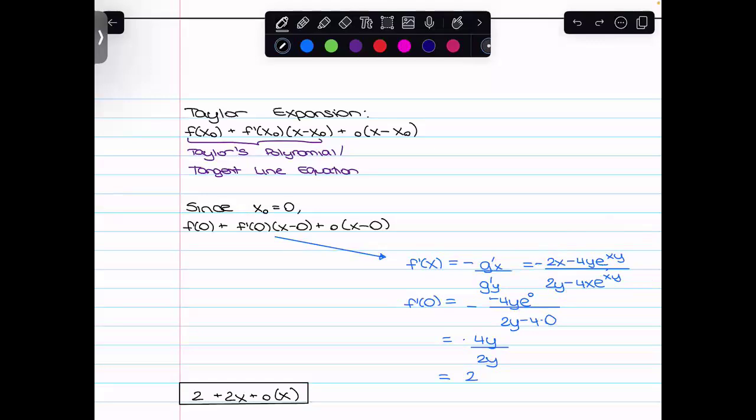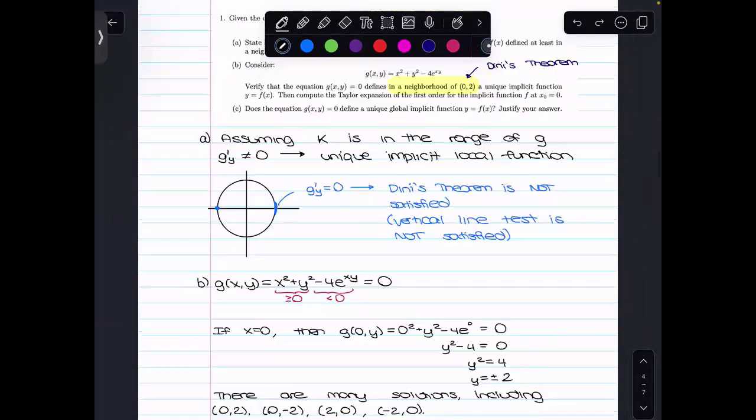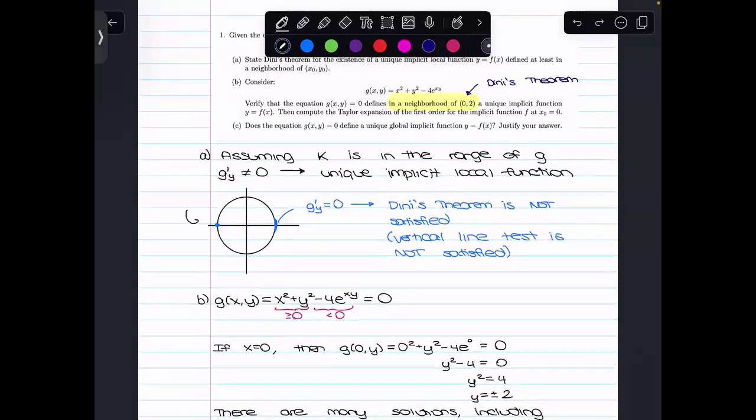So you could show that for some x values this gives you a positive number, and for other ones it gives you a negative number, which would imply that the function does not satisfy the theorem for a unique global function. Otherwise, the easier thing to do is go back to what we did before. We already said that there are multiple points that satisfy this equation. And if that's the case, then there isn't a unique implicit function automatically. It's like this situation, where there are multiple points in the graph that satisfy the equation.